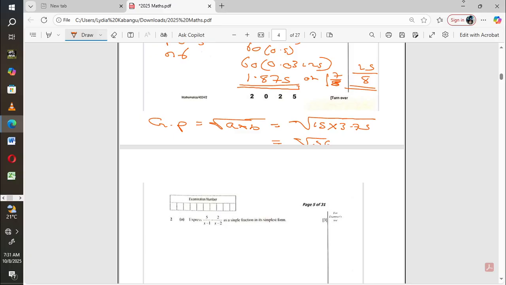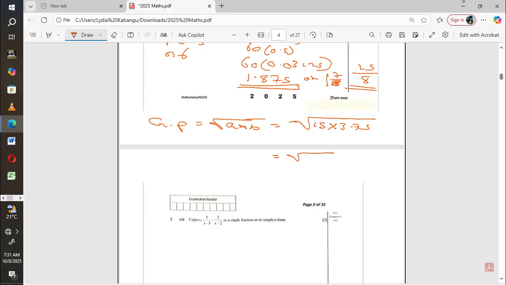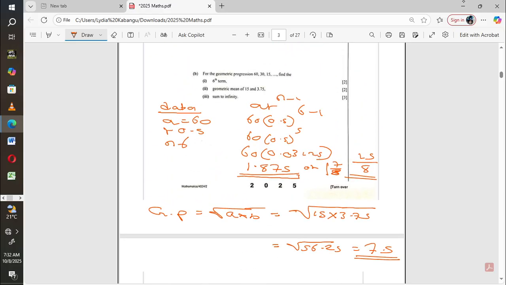Okay, so here let me just erase some so that you can have space. Then if you multiply there, we're going to have the root of 56.25. The root of 56.25, we're going to have 7.5. So 7.5 becomes your geometric mean, which is the number between 15 and 3.75.